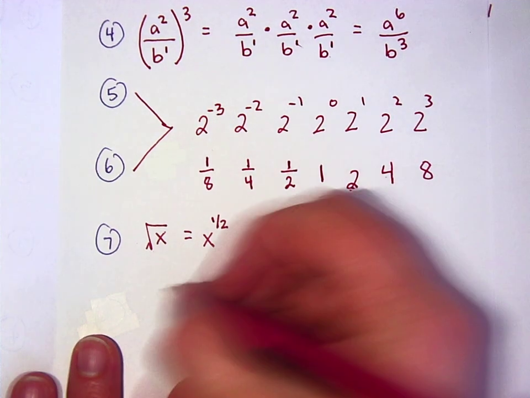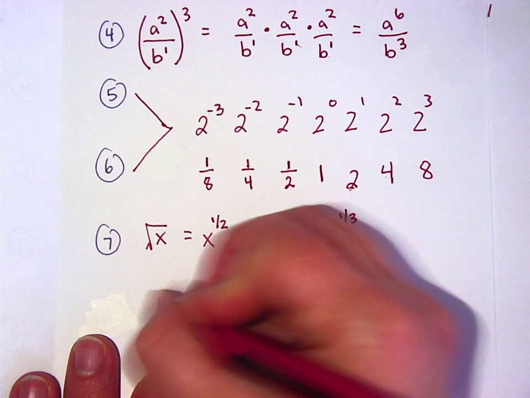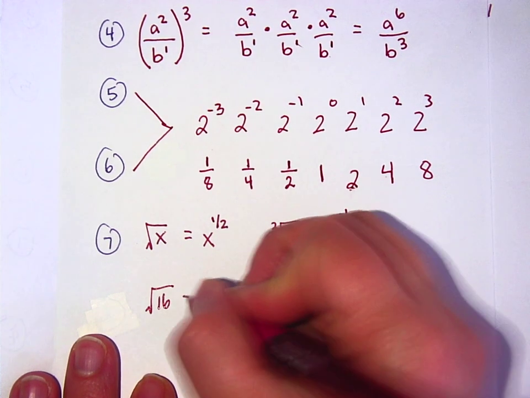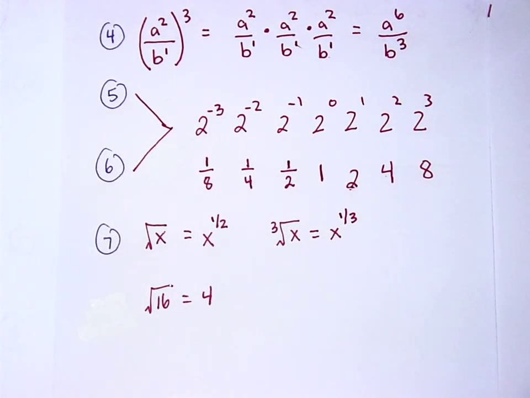Okay. What is the square root of 16? Right. Does everybody understand that? 4 times 4 is 16, so the square root of 16 is 4. It's like the opposite of squaring something.